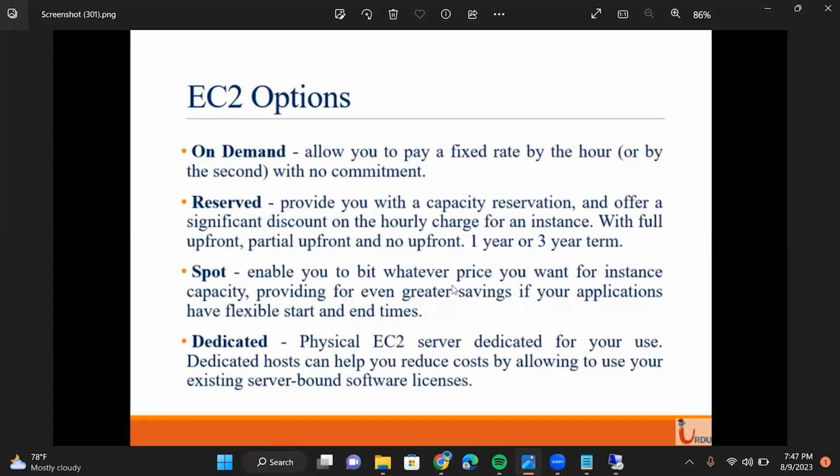So whatever services you are using, let it be EC2, let it be any other storage service, let it be Kubernetes, you have it at a fixed rate but on an hourly basis or on a fixed time basis.